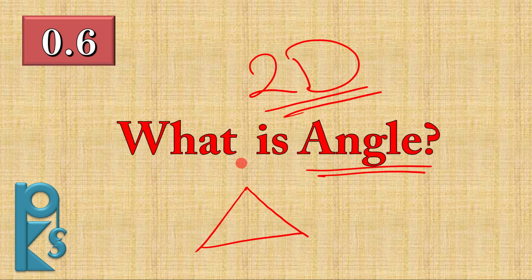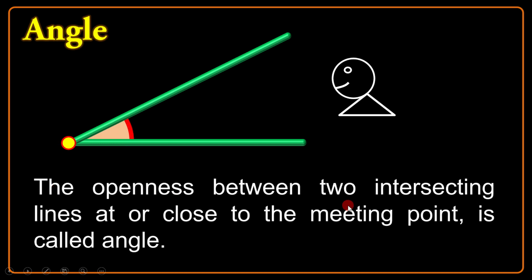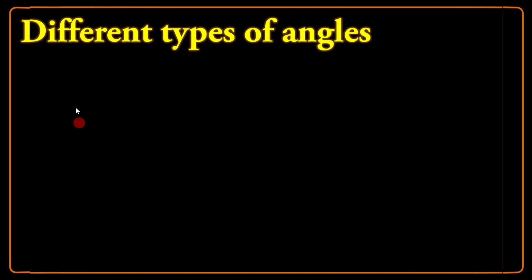Okay, let's continue. As you see, here I have two intersecting lines and this is the meeting point. Let's stay here and watch the meeting point. You see, we have an openness here in between. This openness is named angle. So, the openness between two intersecting lines at or close to the meeting point is called angle. Here, I can introduce different types of angles.